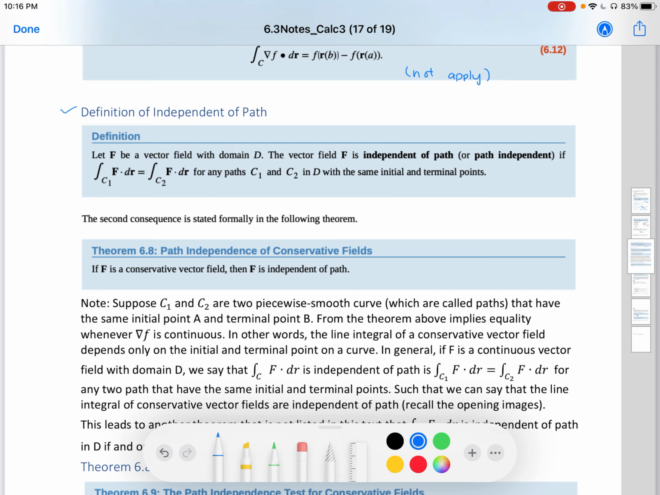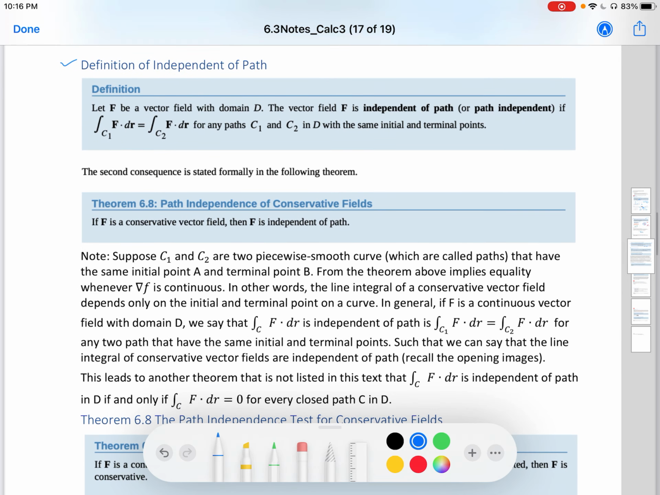Definition of independent path. Let F be a vector field with domain D. The vector field F is independent of path, or path independent, if the integral over C1 of F dot dr equals the integral over C2 of F dot dr for any paths C1, C2 in D with the same initial and terminal points. The second consequence is stated formally in the following theorem.